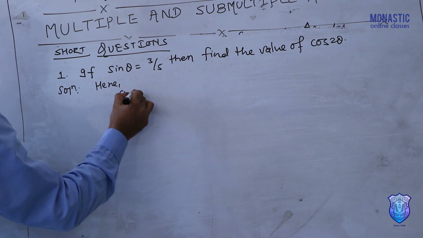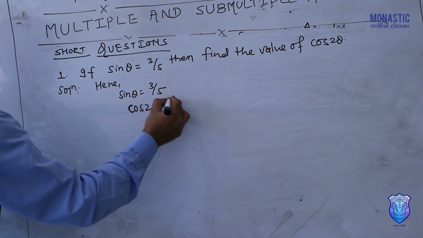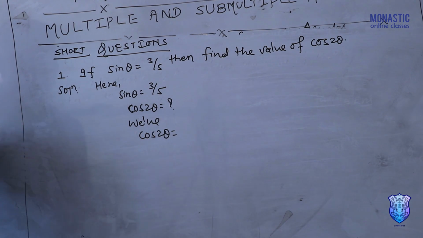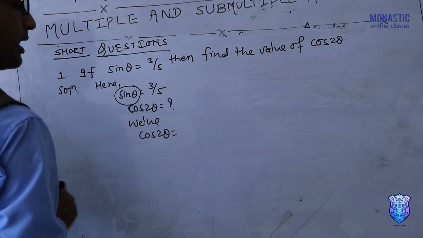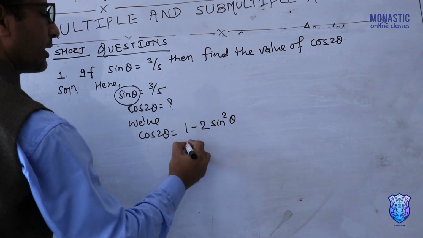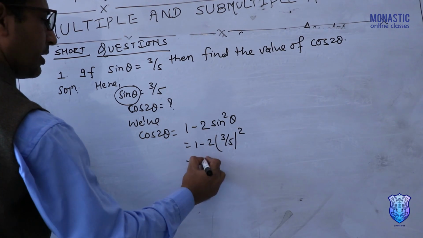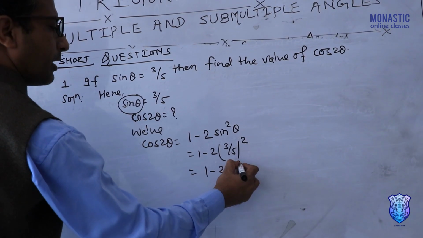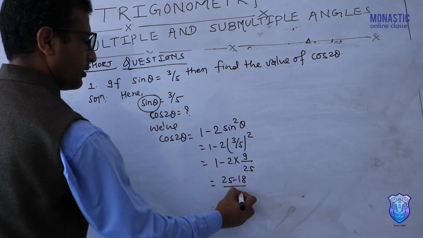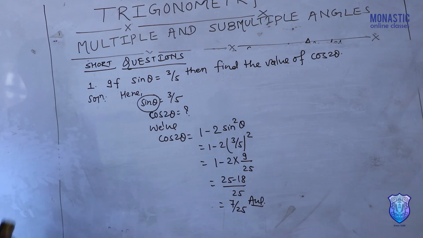Here we have sine theta value is 3 by 5. We have to find cos 2 theta. We have learned main formula of cos 2 theta. Total 3 formulas. So which formula we want? Here we have the value of sine. So we will prefer the formula 1 minus 2 sine square theta. That is, value is 3 by 5 whole square. It came 9 by 25. 25 minus 18 by 25, that is 7 by 25. That will be our answer.